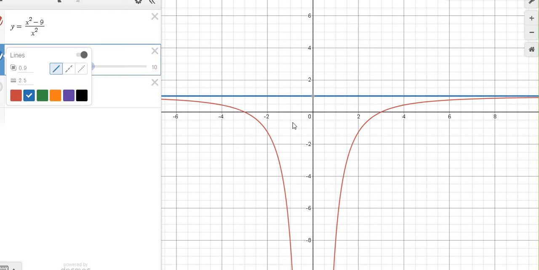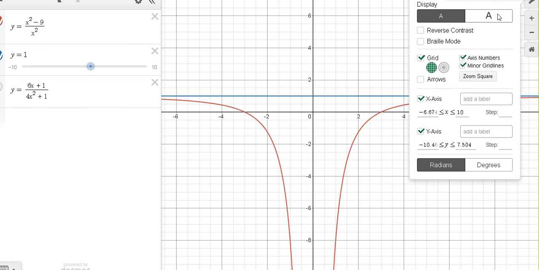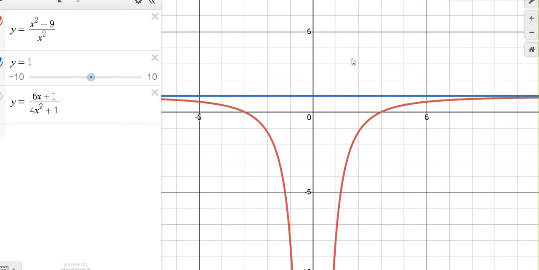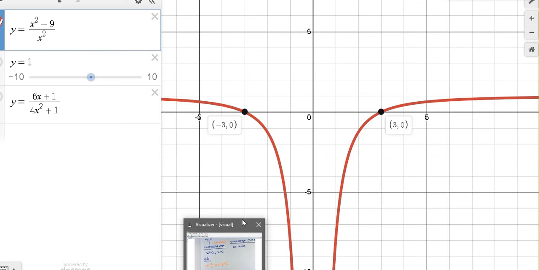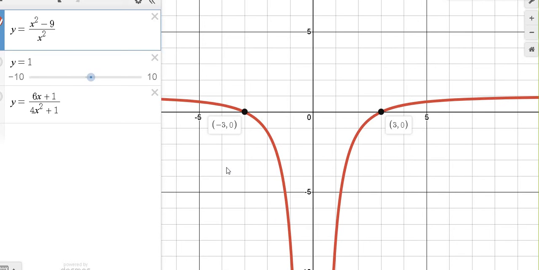So it gets close to but never touches this line. Let me put it in a different color to make it a little bit clearer that that's not part of the graph. It's just getting close to that line. All right, let me shut that off. What else? We wanted x and y intercepts. There is no y-intercept, but there are x-intercepts exactly where we thought they'd be at -3, 0 and 3, 0. Perfect.